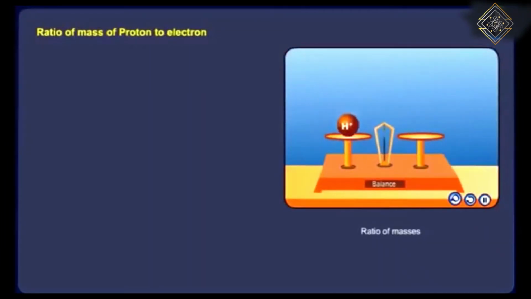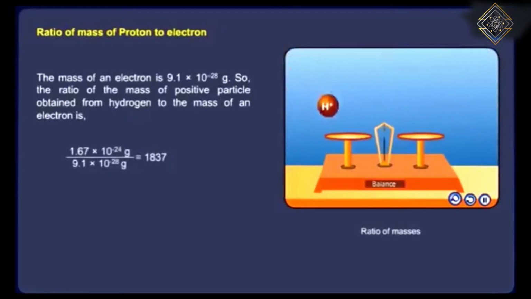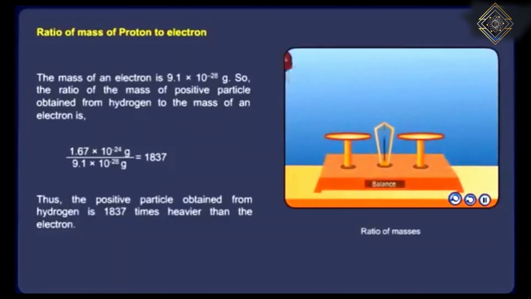Ratio of mass of proton to electron. The mass of an electron is 9.1 into 10 raised to the power minus 28 gram. So, the ratio of the mass of positive particle obtained from hydrogen to the mass of an electron is 1.67 into 10 raised to the power minus 24 gram upon 9.1 into 10 raised to the power minus 28 gram, which is equal to 1837. Thus, the positive particle obtained from hydrogen is 1837 times heavier than the electron.